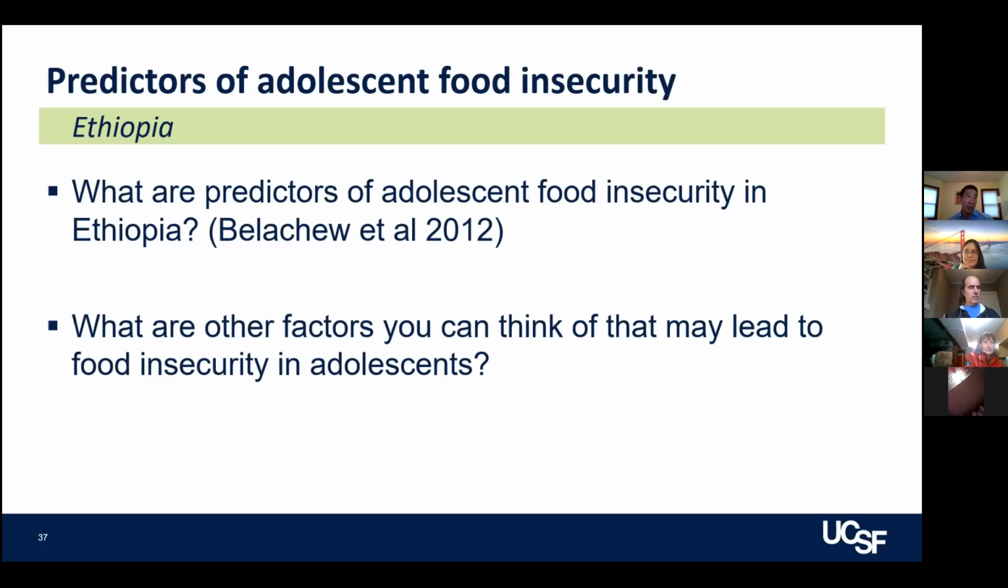So yeah, I thought that we only have a few minutes left, but we could start off by talking a little bit about the Belachu articles. That's Belachu 2012, which looked at predictors of adolescent food insecurity in Ethiopia. I wanted to see if people had thoughts about, or could summarize, what the authors found as significant predictors of adolescent food insecurity, and or just in your experience in Kenya, what other factors do you think may lead to food insecurity in adolescents?